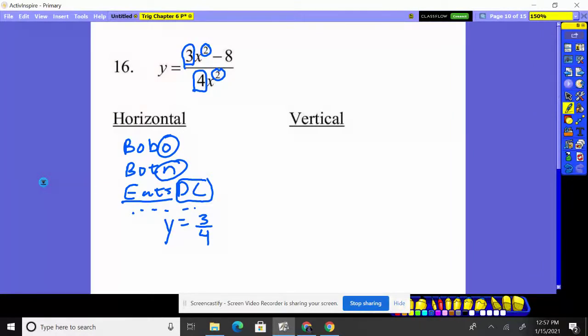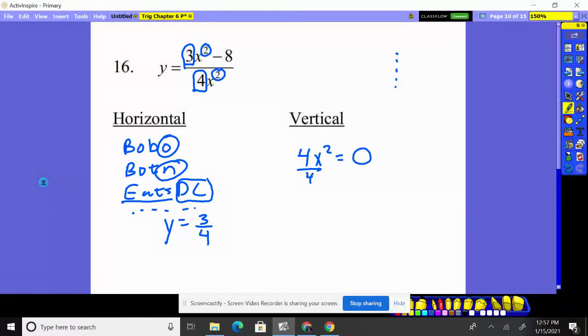Vertical asymptote is always determined by what the x can't be in the denominator. In the bottom, we have 4x squared. We're going to set it equal to 0. Say, hey, when are you going to come out to be 0? When do you come out to be 0? Because I got to make sure I draw a line at that x value so that you can't touch it.